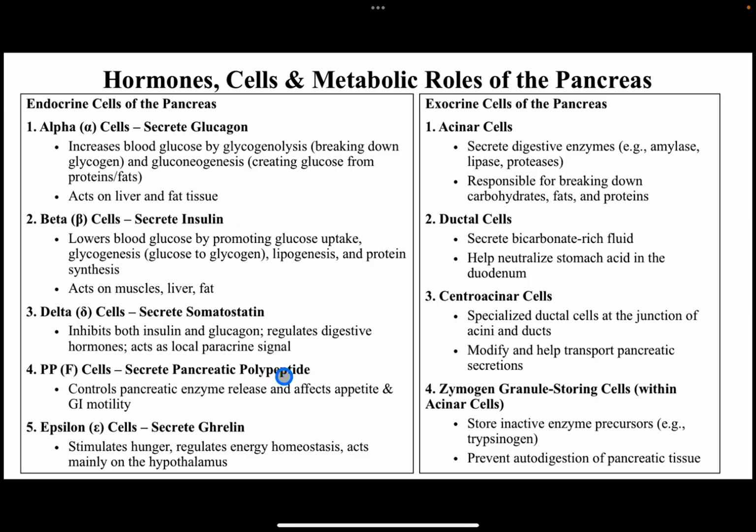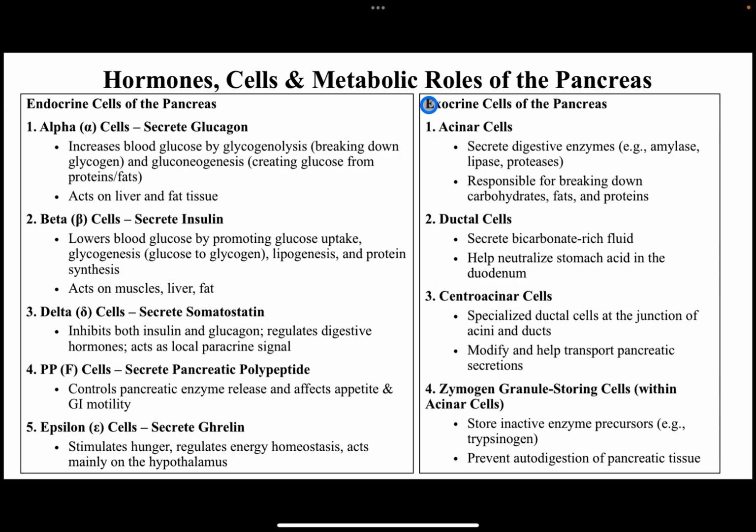Then we have the PP cells. They secrete pancreatic polypeptide, and this cell activity regulates the exocrine cells. The pancreatic polypeptide secreted by the PP cells regulates the exocrine portion of the pancreas, the activities over there, whether they should secrete or they shouldn't secrete. And then the epsilon cells, they help to stimulate hunger, regulate energy homeostasis, and they act mainly on the hypothalamus.